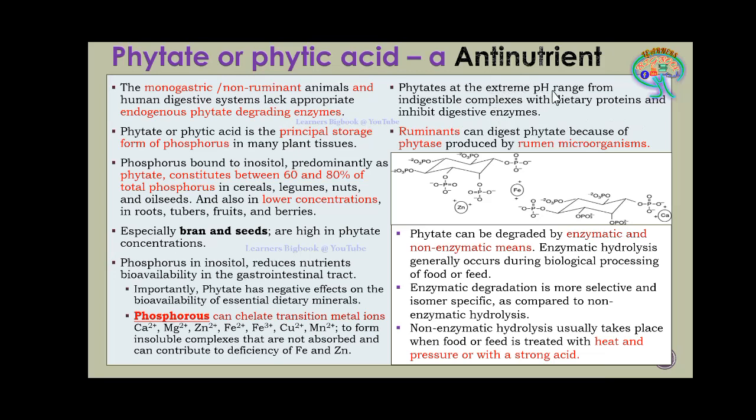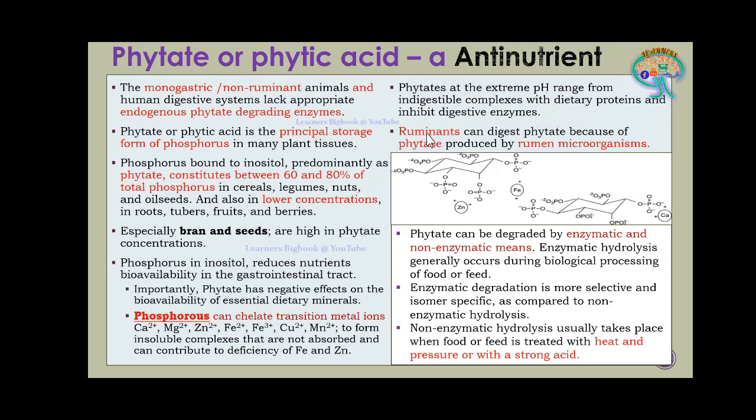The extreme pH can be acidic, and it can be basic also. At the basic extreme pH or acidic extreme pH, the phytates will have their effect more on forming indigestible complexes with dietary proteins, and also it is going to inhibit the digestive system from acting on the food. So when they make complexes with dietary proteins, definitely the digestive enzymes will not have any action to break it down and make it available to the digestive system to get absorbed.